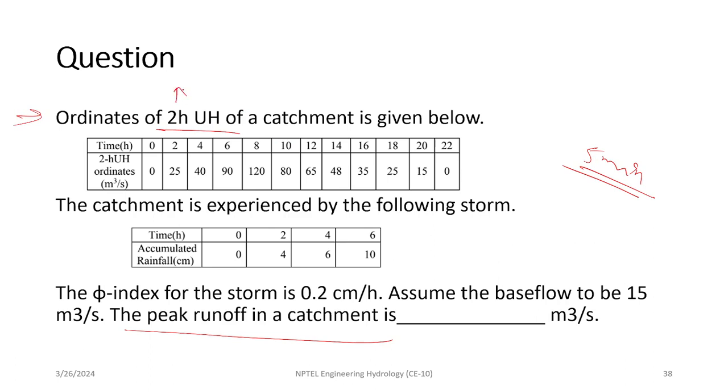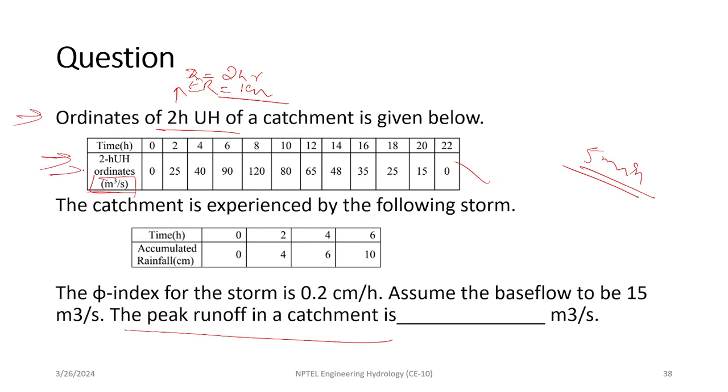So the duration of the storm is 2 hours, so T is 2 hours. Then effective rainfall is how much? ER is 1 centimeter here, it is given. For the 2-hour unit hydrograph, these are the ordinates they have noted at the outlet. These are varying with time, and the ordinates are in the unit of meter cube per second, so definitely this is representing a discharge.